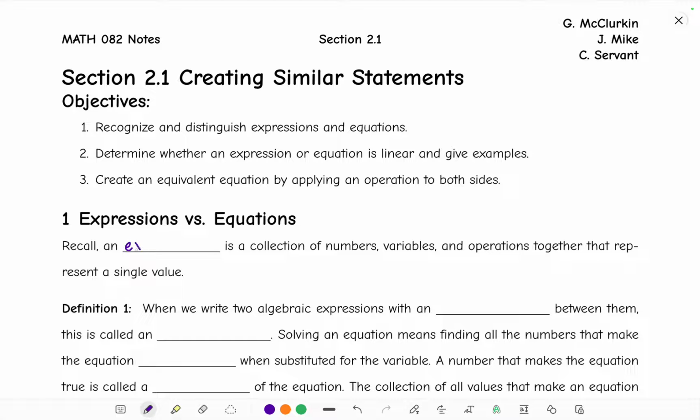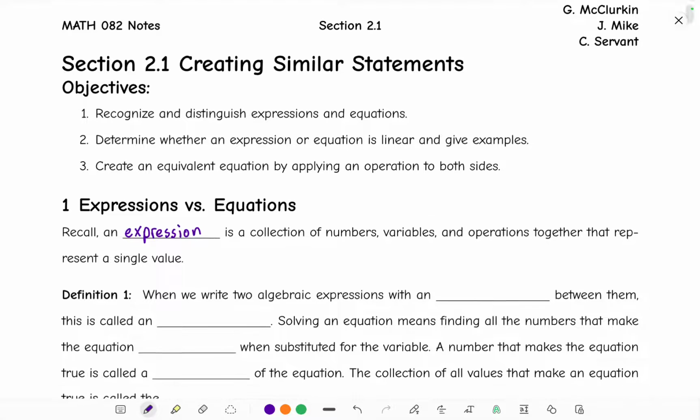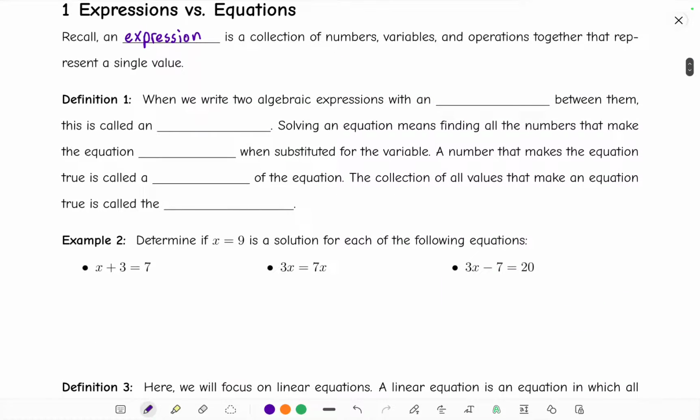Recall, an expression is a collection of numbers, variables, and operations together that represent a single value. Definition 1. When we write two algebraic expressions with an equal sign between them, this is called an equation. Solving an equation means finding all the numbers that make the equation true when substituted for the variable.